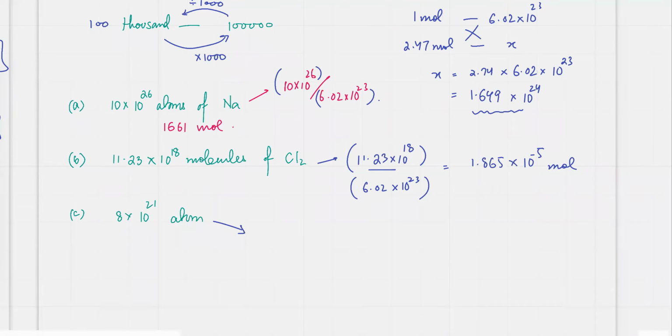Zero point zero one three two. 0.01 कितना? 33. As in 33 moles.